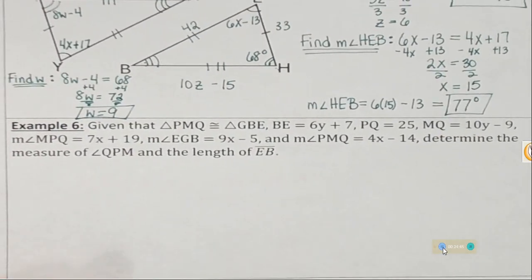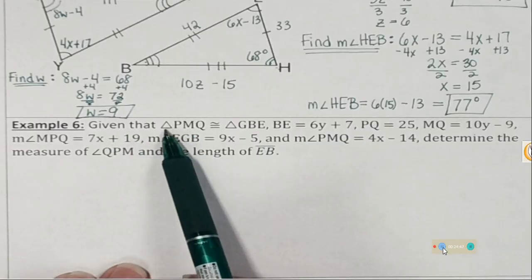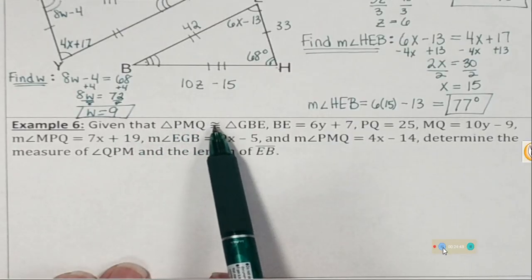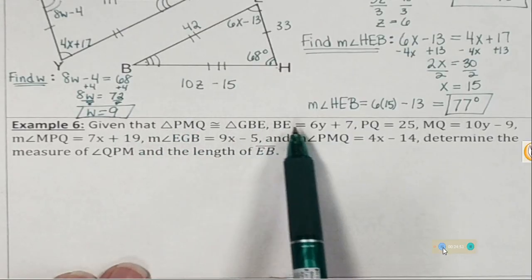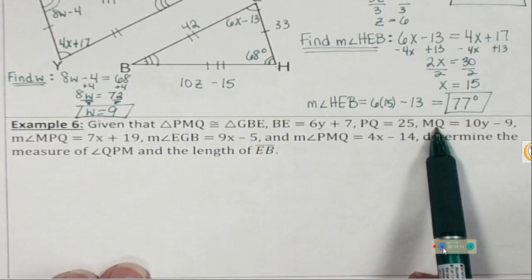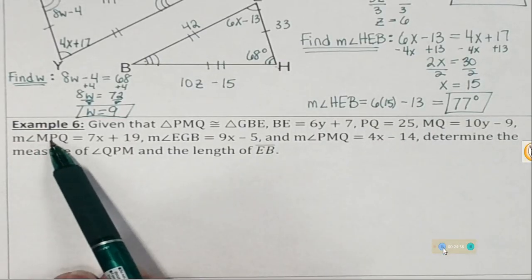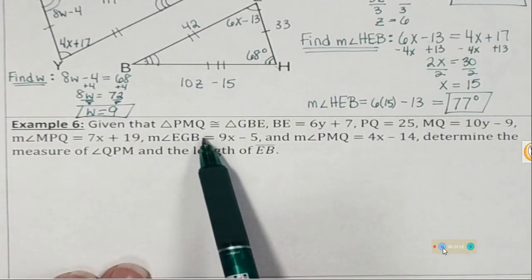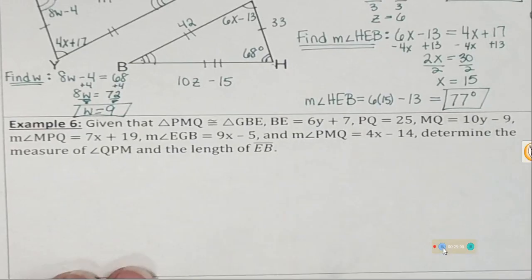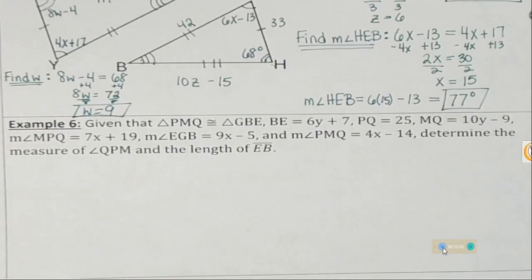Example 6 says, given that triangle PMQ is congruent to triangle GBE, BE is this, PQ is this, MQ is this, the measure of angle MPQ is this, the measure of angle EGB is this, and the measure of PMQ is that. Determine the measure of angle QPM and the length of segment EB. Now, I just rattled off a whole bunch of words, and I didn't even put the numbers in there. Chances are that made no sense to you. It makes no sense to my brain.